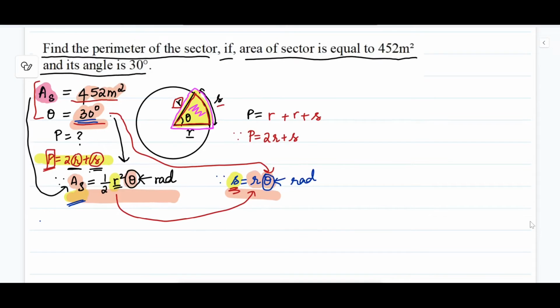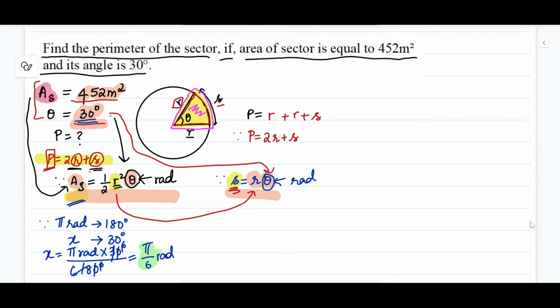For that, for all, pi radians is equal to 180 degrees. Therefore, how much is 30 degrees in radians? Let this be x. When we cross multiply, we get x is equal to pi radians into 30 degrees divided by 180 degrees. So 0 and 0 cancel out each other, the degree unit and degree unit cancel out each other, and 3 into 6 is 18. So we get the value of theta in radians to be pi by 6 radians.